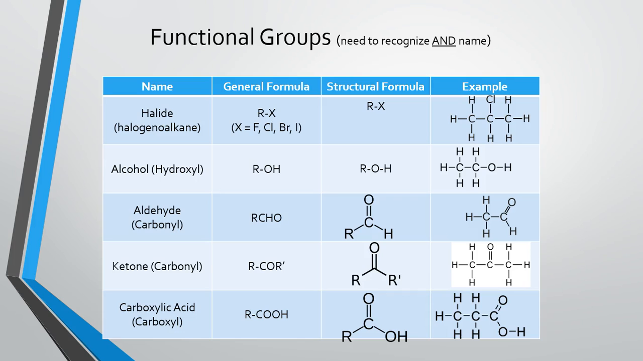Okay, so the first one would be 2-chloropropane. The next one would be ethanol. Now, I don't actually have to say ethan-1-ol, because no matter where I put the hydroxyl group, I'm automatically going to make that carbon 1. So I can just say ethanol here. The next is ethanal. And again, remember, I don't need a number for aldehydes. The next one is propanone.